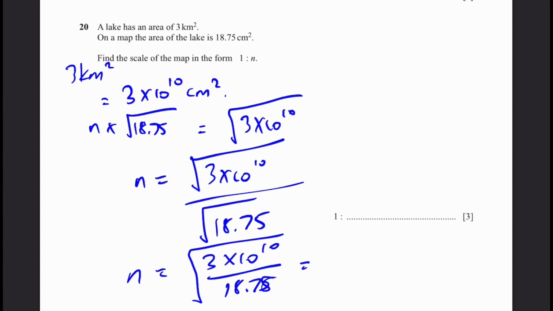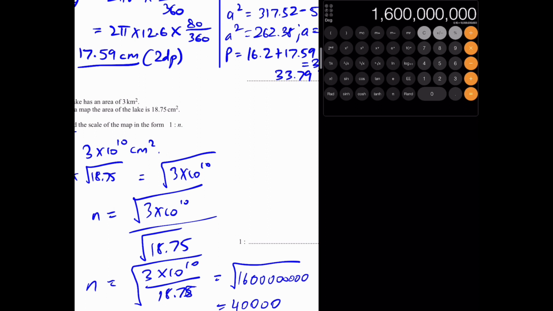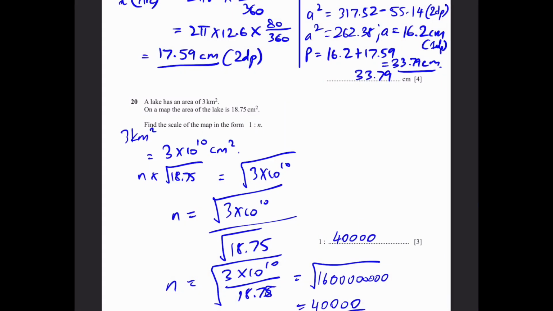And let's do that on our calculator. Just divide 3 by 18.75, and then after we get this, multiply by 10 to the power 10, which is 1 followed by 10 zeros. Like that. That will be square root of 1/6 followed by 8 zeros, and that'll be simply 40,000. So n is equal to 40,000. That means the answer is 1 is to 40,000. That's the answer. Let's go to question 21.